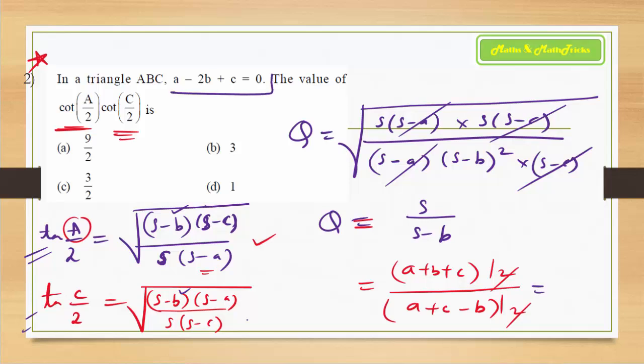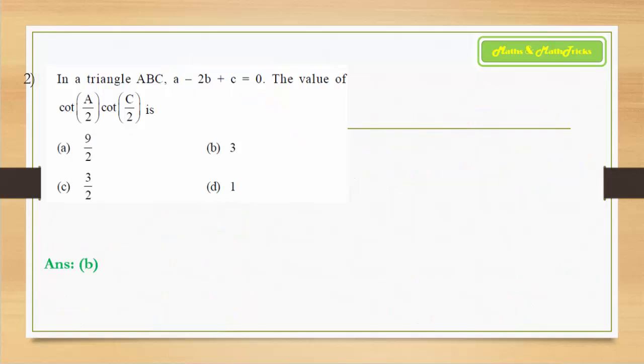Here you can use this given A plus C value, which turns out to be 2B. So 2B plus B, 3B in the numerator, and the denominator A plus C is 2B minus B. We have got there B. So the value you got is 3. Hence the answer is option B for this. Alright, coming on to the next question now.